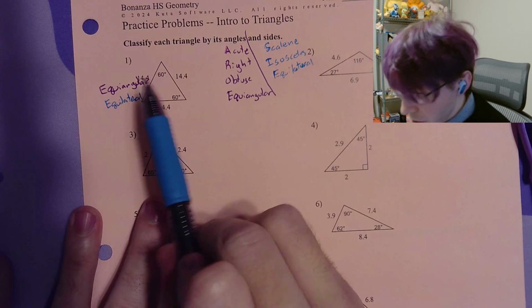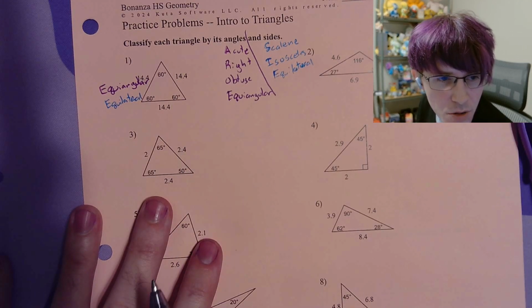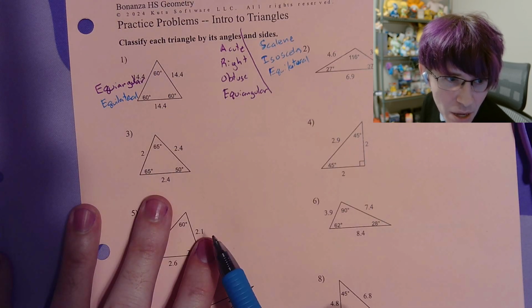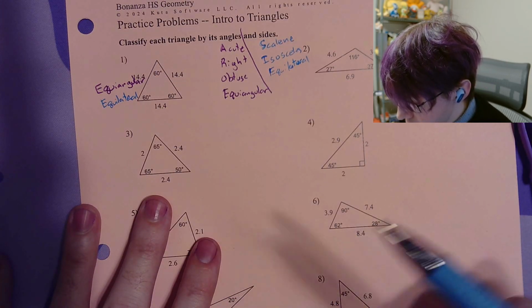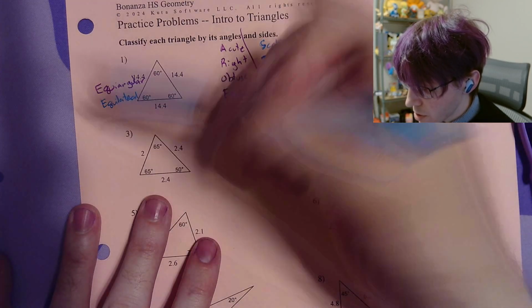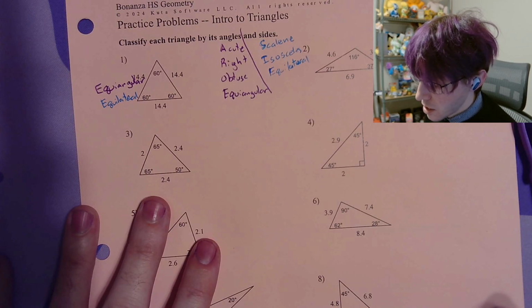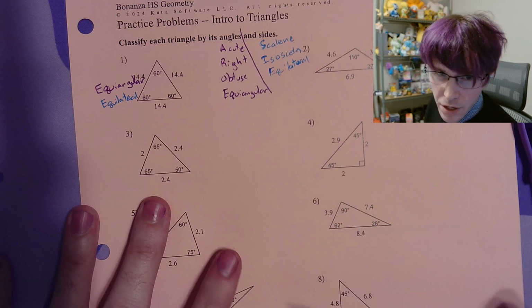Why is that? Equiangular because all 3 angles are the same. Equilateral because all 3 sides are the same. By the way, when it comes to these words, they will always go together. So if it's one, it's the other, and vice versa. None of the other ones have that rule that go with it.